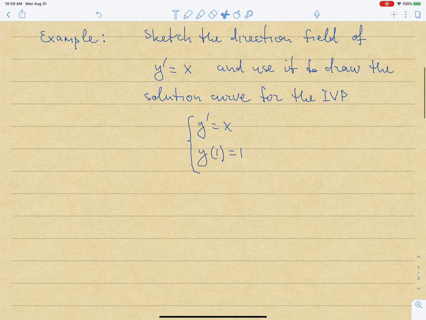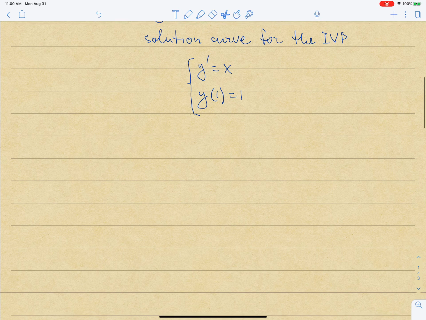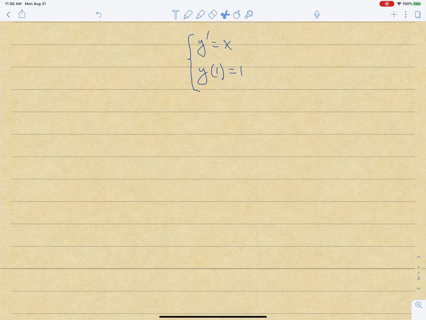And so example one is going to be fairly simple. I want to sketch a direction field of the equation y prime equal to x. And then I want to use this direction field to solve the initial value problem here. So it's the same equation, y prime equal to x, now supplemented by the initial condition y of 1 is equal to 1. All right, so let's see how we can sketch the direction field. First of all, we need to draw the set of axes on the xy plane.